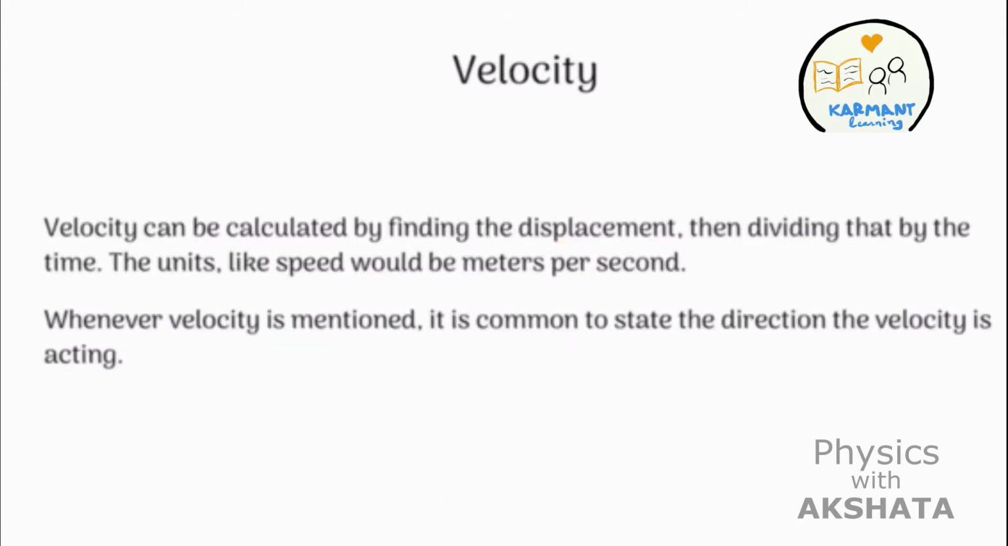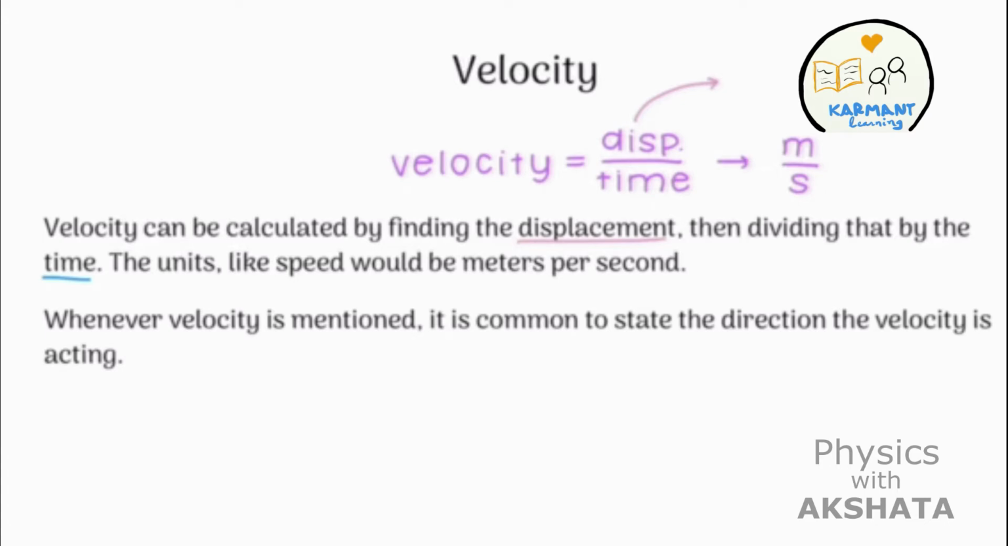By now you can probably see that velocity is really similar to speed. Velocity can be calculated by finding the displacement, then dividing that by the time. The units, just like speed, would be meters per second. Another way to write this is that velocity is displacement over time. So this might look a bit confusing, so let's review what displacement is again. So displacement can be found by doing the final position of the object minus the initial position.